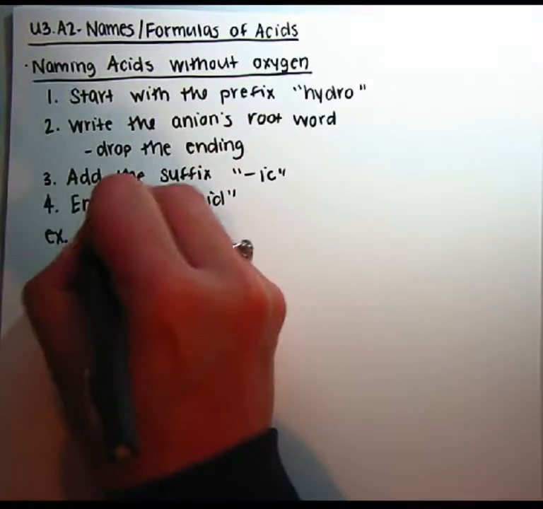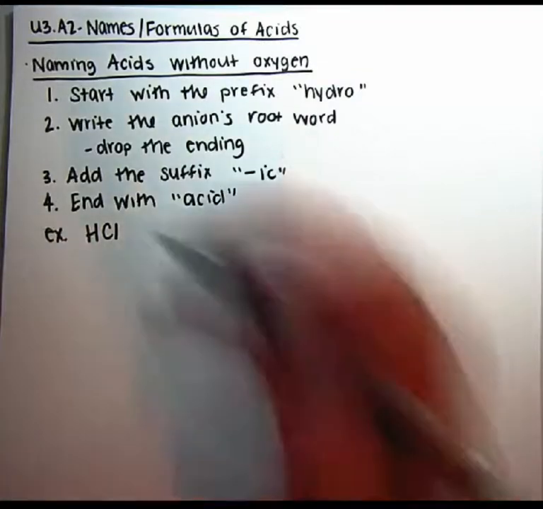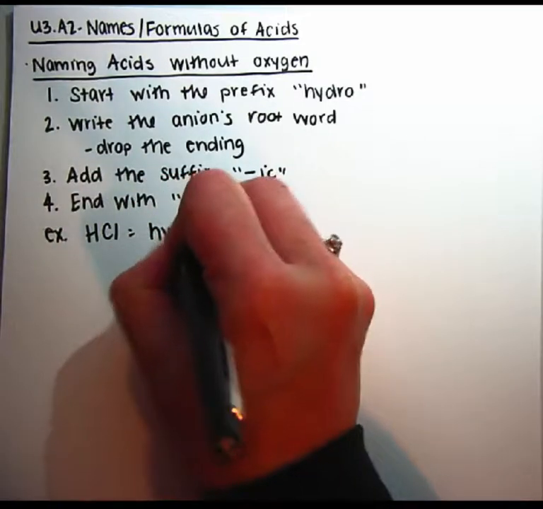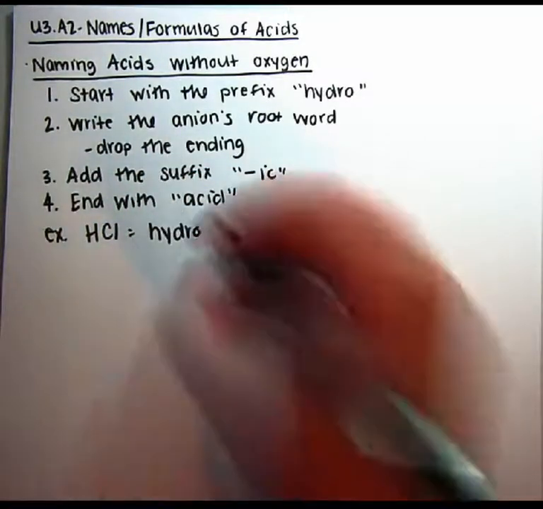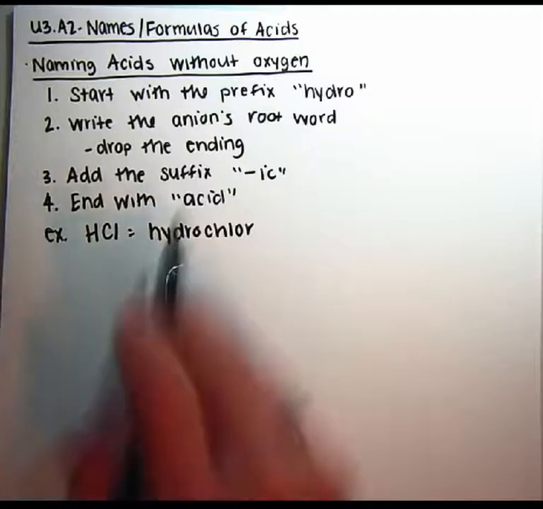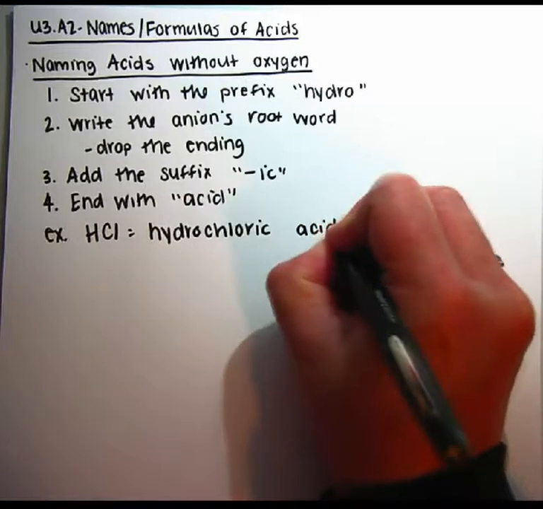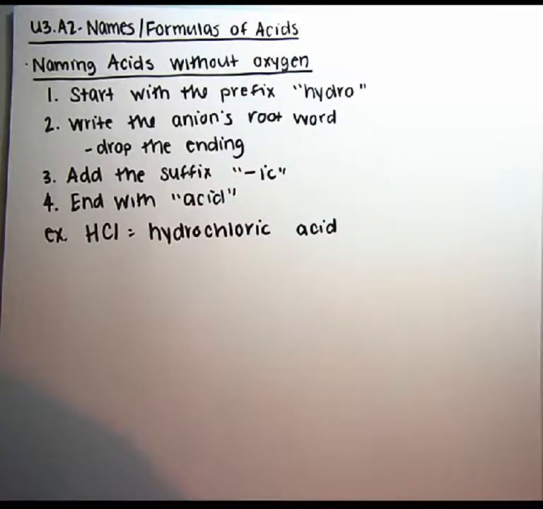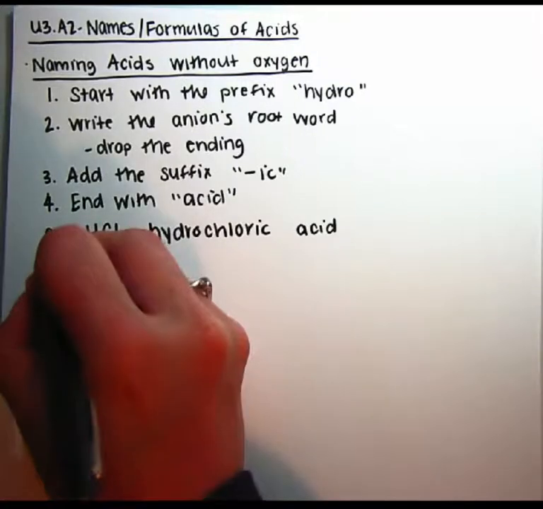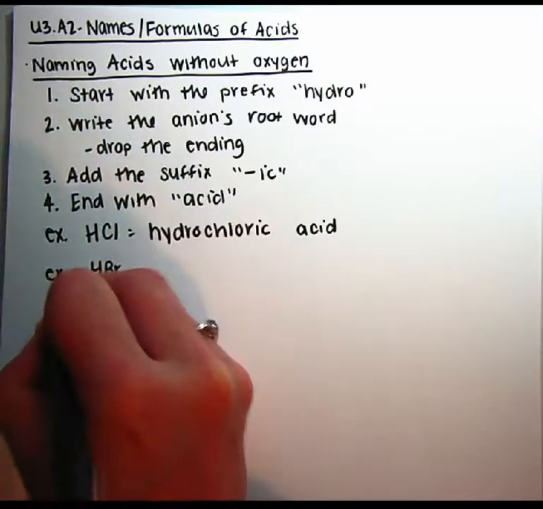So for example, if I had something like HCl, I can tell this is an acid because it starts with hydrogen. There is not an oxygen in this formula. So I'm going to start with hydro. I'm going to write the anion's root word, which is chlorine, but I'm going to drop the ending. I'm going to add IC, and then the word acid. So this would be hydrochloric acid. All right, let's try 3 more.